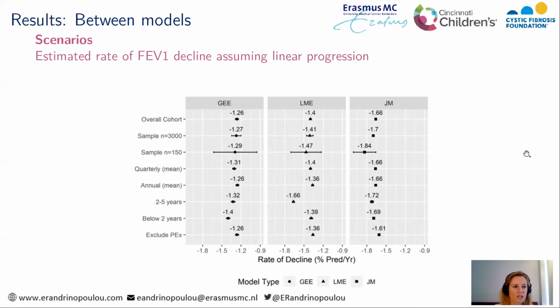So here we focus on the linear model, since in that case we have one interpretable coefficient for the rate of decline, which makes it easier to get an idea of what the result is. So what we see is a bigger variability in the mixed model. The joint model seems to provide us with a steeper decline. And if we see the different scenarios, we can see that if we have a small sample size, the confidence intervals are wider. And for the scenario where we assume a follow-up between 2 and 5 years, the LME assumes a really steeper decline compared to the other scenarios.